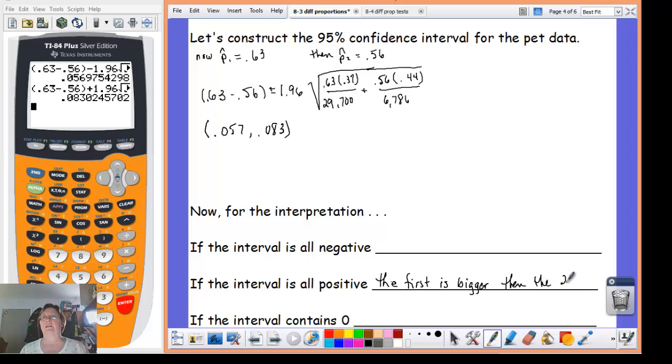Now you know what's coming up. If it's all negative, that would mean that when we subtract a p hat 1 minus a p hat 2, and we do it a bunch of times, then we got a negative. That means the first thing is smaller.